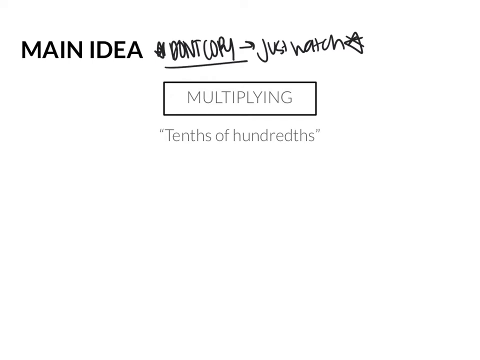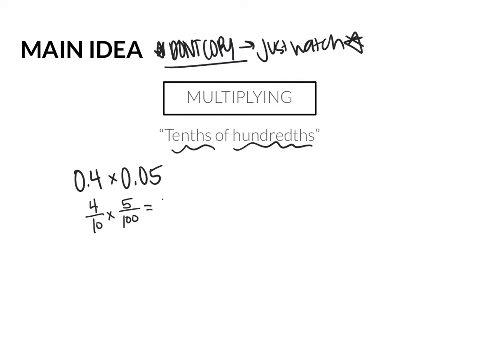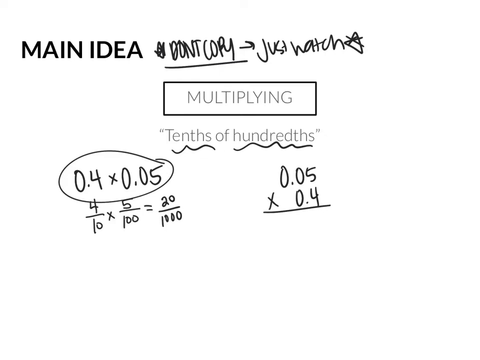So main idea, tenths of hundreds is what I like to call this. Let's say that this is our problem. 4/10 times 5/100. When we write that as fractions, it's going to look like this. Then when we multiply it, I end up with 20 thousandths. When I go to multiply this as a decimal, you'll notice that I'm not lining up my decimals. That's because I didn't need a common denominator.